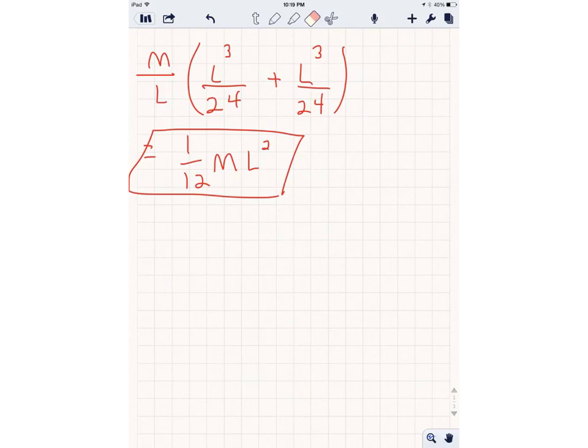That is, the moment of inertia of a thin rod about an axis through its center of mass, so-called I_CM, is equal to 1/12 ML squared.